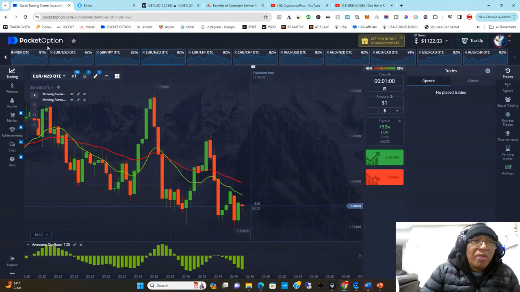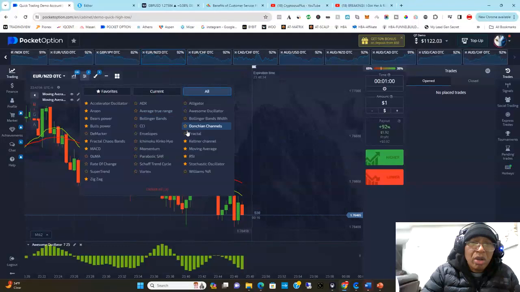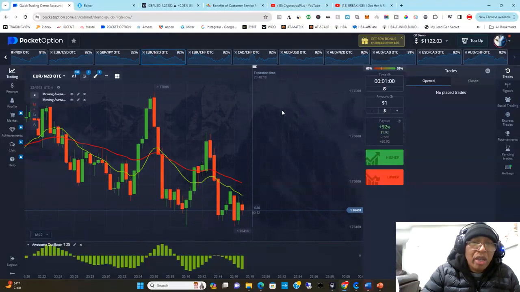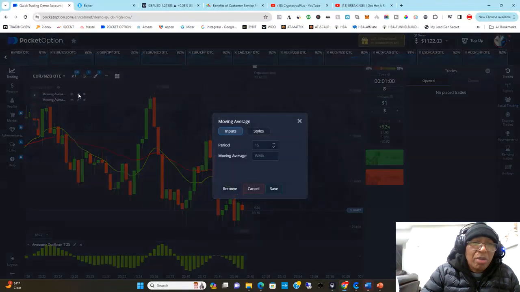So once you have your PocketOption account, you're in the demo, you are going to go to this doohickey here. You are going to look for the moving average. Okay, right here, you click it twice. Then you come here to the pencil icon.